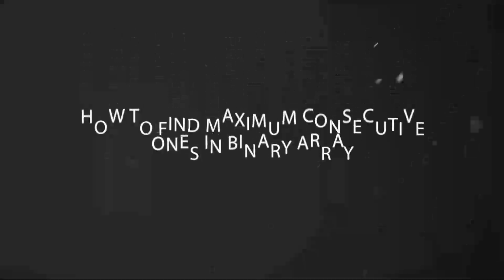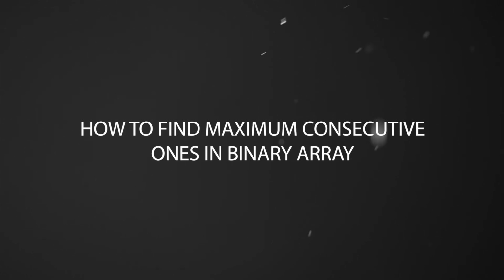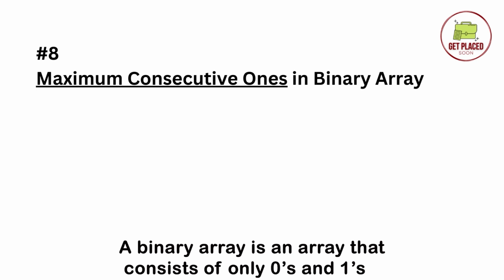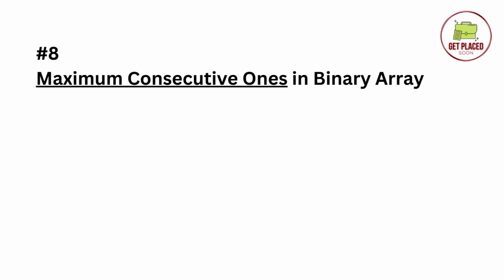In this video, let us see how to find the maximum consecutive ones in the given binary array. Now first, let's understand our question. What is a binary array? A binary array is an array that consists of only zeros and ones. So all the elements inside the array will be either 0 or 1.